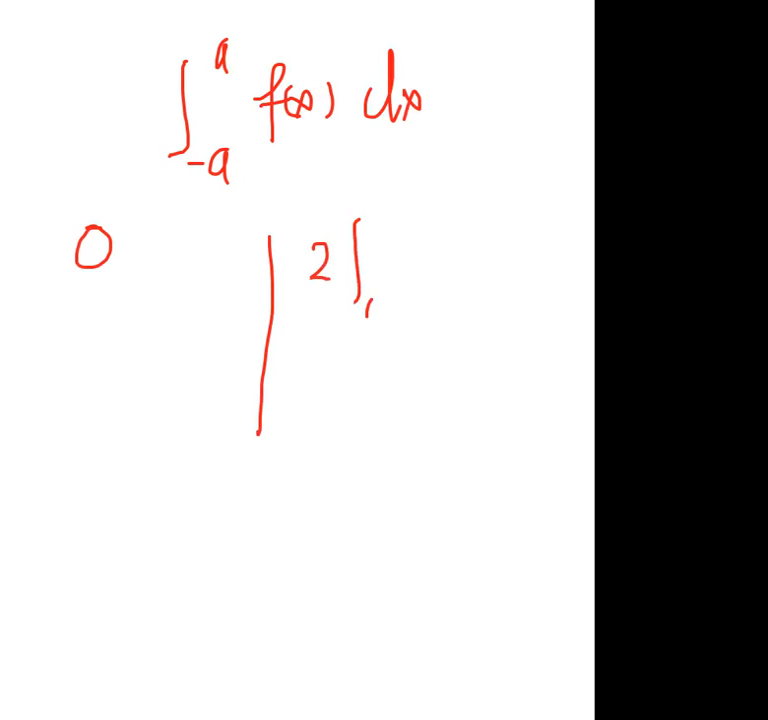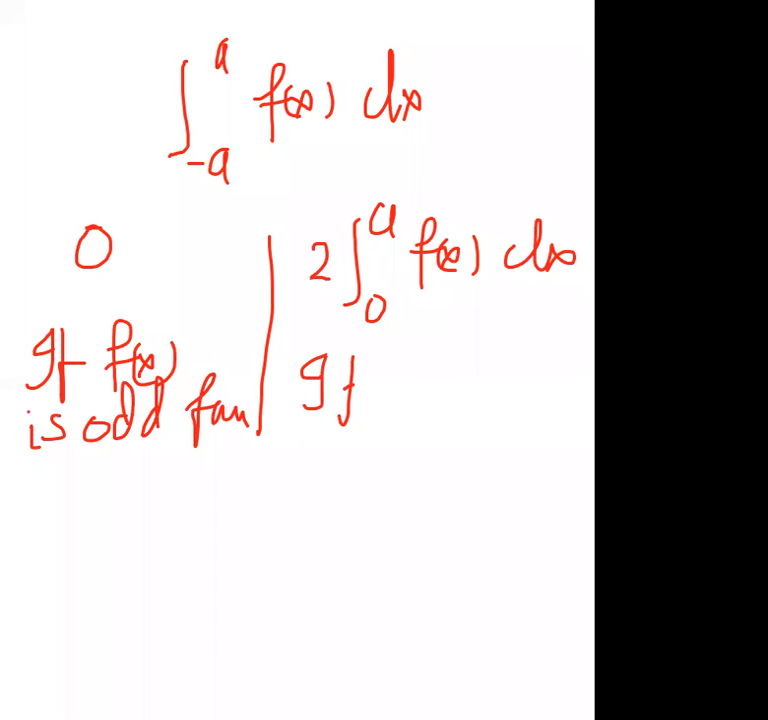Now integral from minus a to a of f(x) dx. Again, there are two conditions. It could give value 0 or it could give you value 2 times integral from 0 to a of f(x) dx. Now the two slots for this again are, if f(x) is an odd function, if f(x) is an even function.